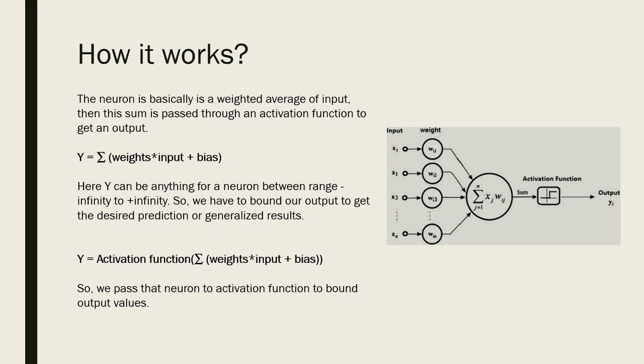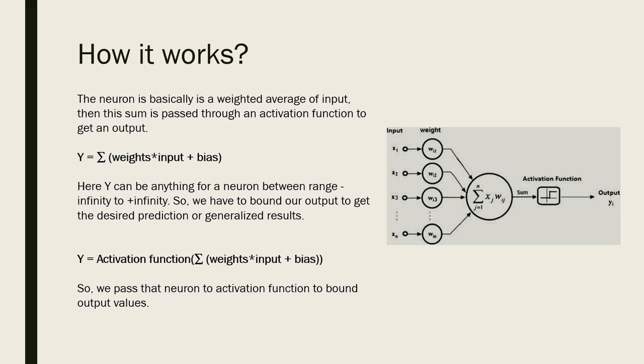Let's see how an activation function actually works in a neural network. From the previous video, you may have learned what a neuron is and what a neural network is. The neuron is basically a weighted average of input. Then this sum is passed through an activation function to get an output.